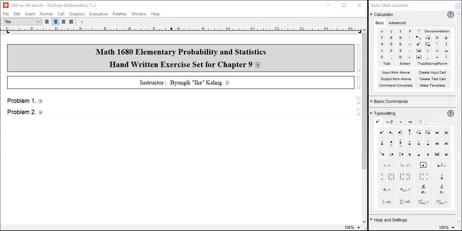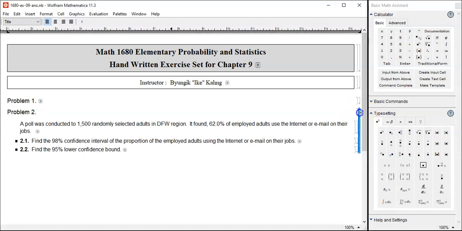Hello students, welcome back. Let's go to problem 2. A poll was conducted to 1,500 randomly selected adults in the DFW region. It found 62.0% of employed adults used internet or email on their jobs.